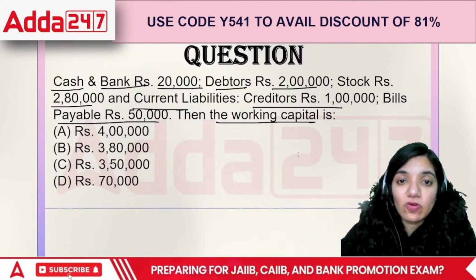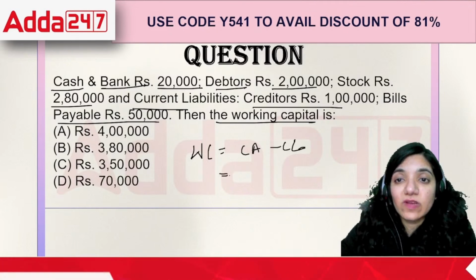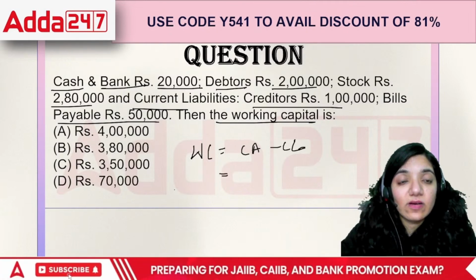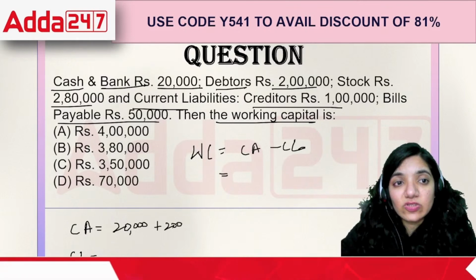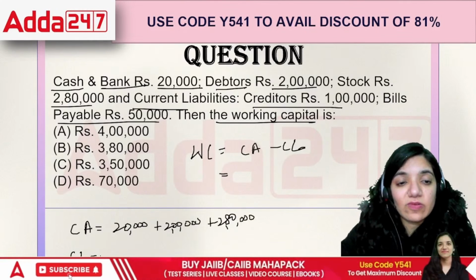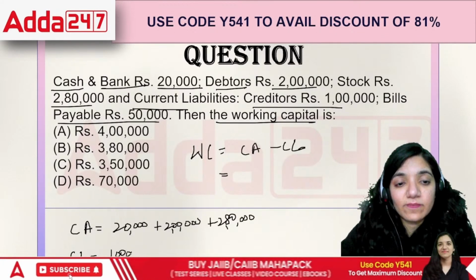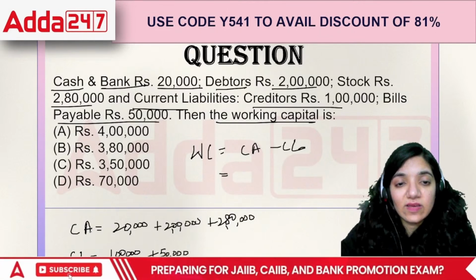Working capital of an organization can be defined as WC is equal to CA minus CL. So how do we record it? We add up all the current assets and add up all the current liabilities. The current assets include 20,000 plus 2 lakh plus 2,80,000. In terms of liabilities, add up 1 lakh plus 50,000.